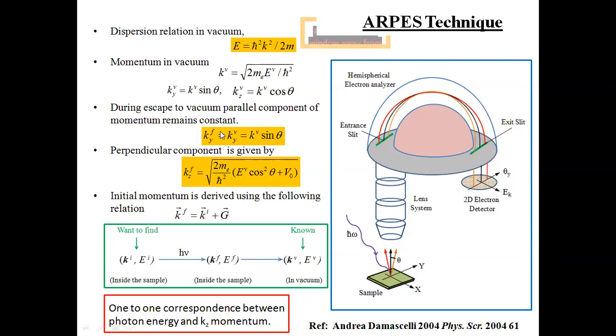But one important thing here is that with these formulas, anybody can show that there is a one-to-one correspondence between the photon energy and kz momentum. So basically, if you want to vary the kz momentum, you have to vary the photon energy. Whenever we take a spectrum, we keep the photon energy fixed for that particular spectrum. So that means for that spectrum, your kz momentum is fixed. Now, if you want to change the kz momentum, you have to change the photon energy.